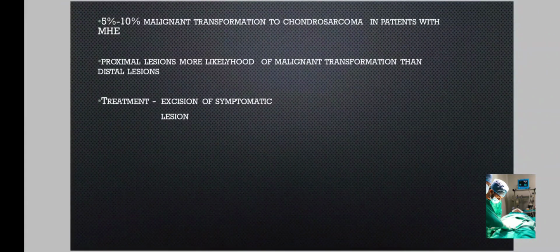5 to 10% of the multiple hereditary exostosis go into malignant transformation, mostly into chondrosarcoma. The more proximal the lesion is, the more the likelihood of malignant transformation is. What's the treatment? We can treat it by excision of the symptomatic lesion, then we can follow up the patient.